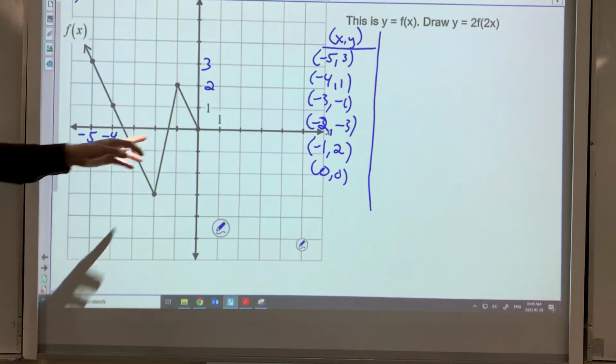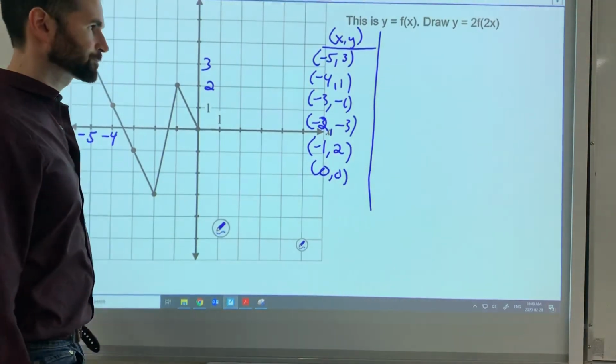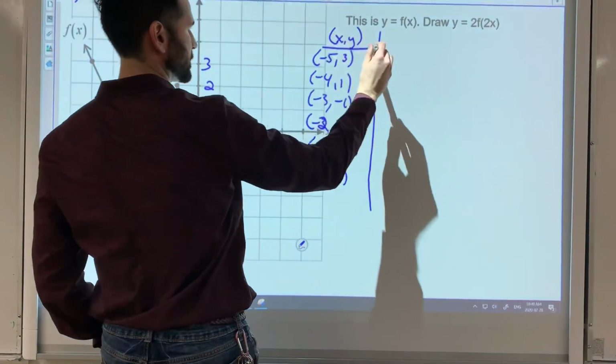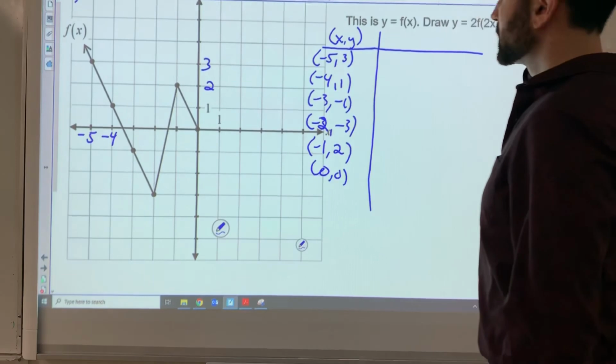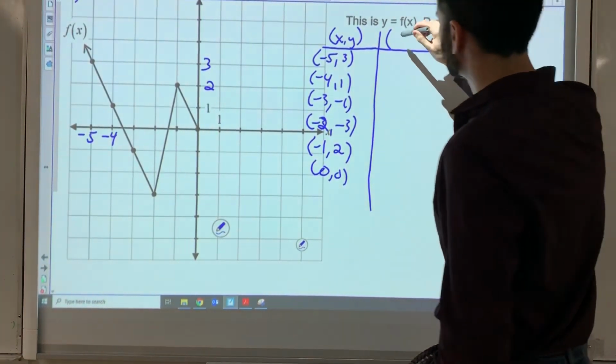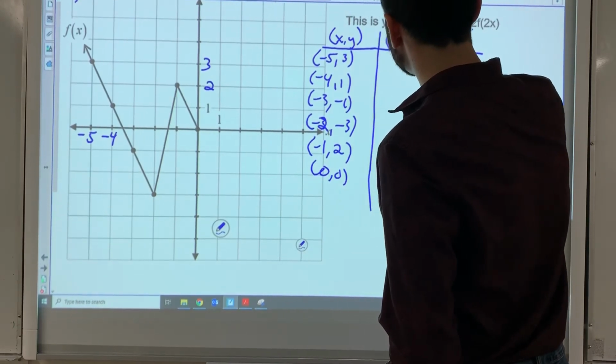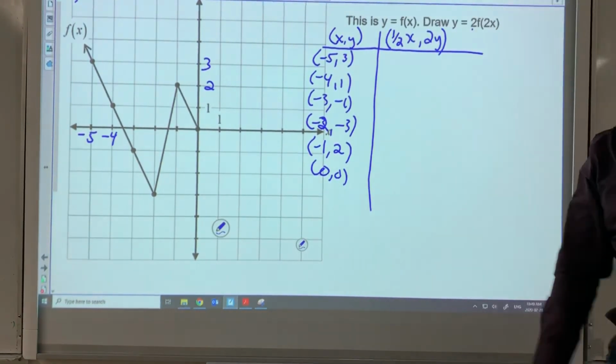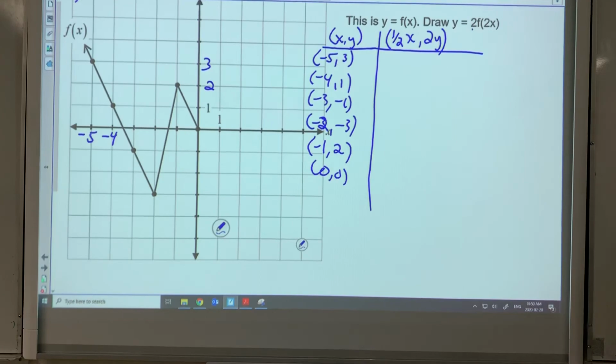Well, we know that point 0, 0 isn't going to change, right? But I guess we'll wait till we get there. So what's happening? My Y values are getting multiplied by 2, my X values are getting multiplied by 1/2. So we're going to go 1/2 X, 2 times Y. It's up to you how you want to do it.